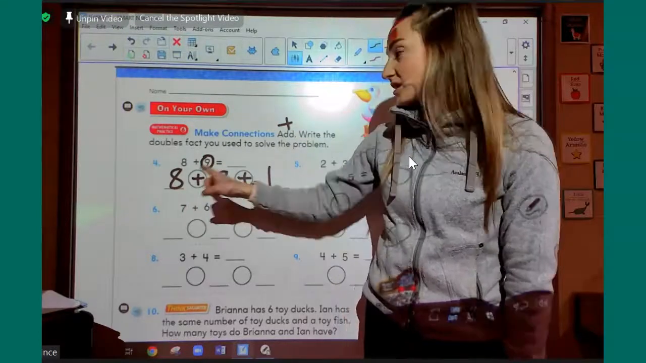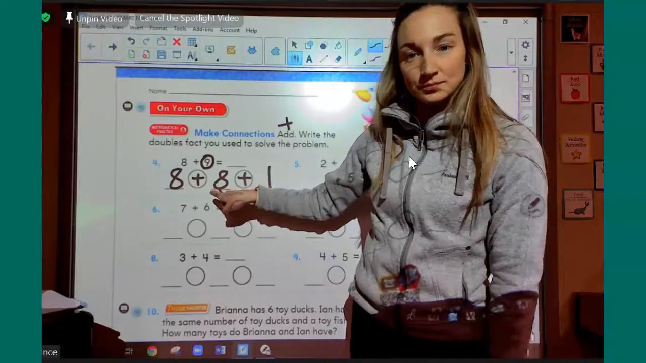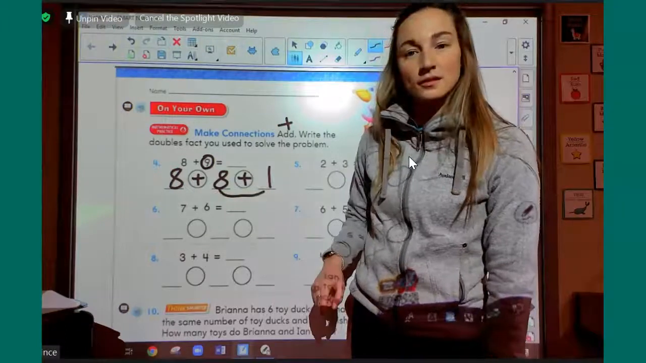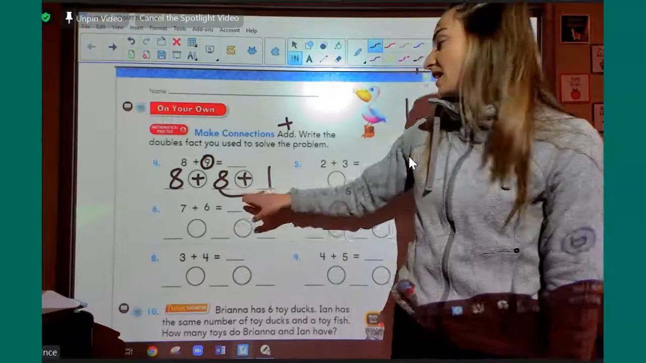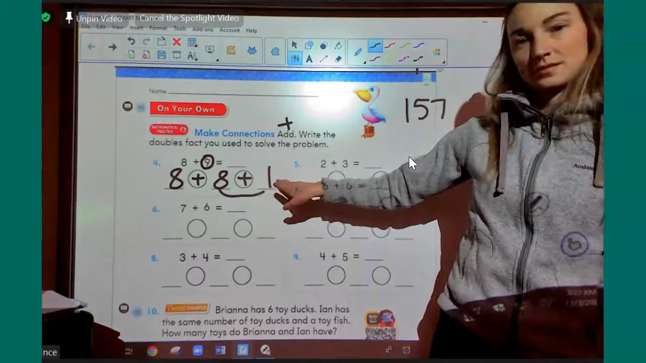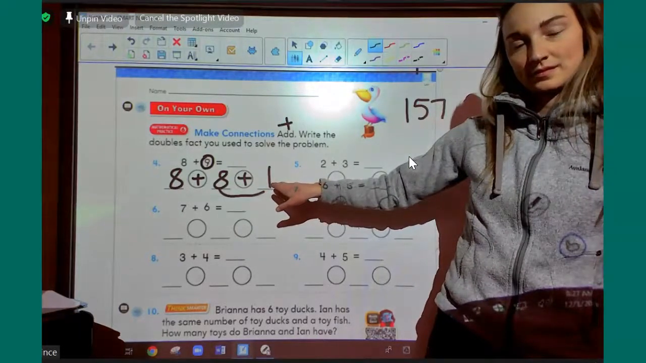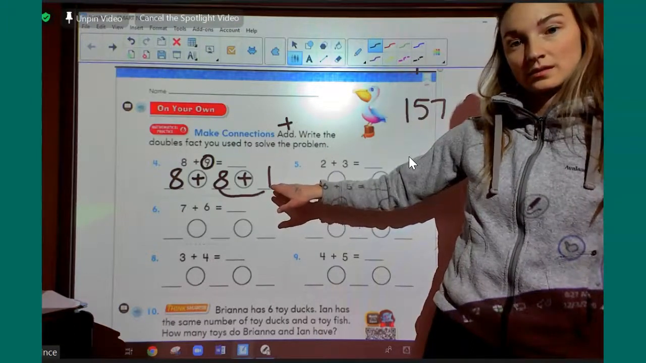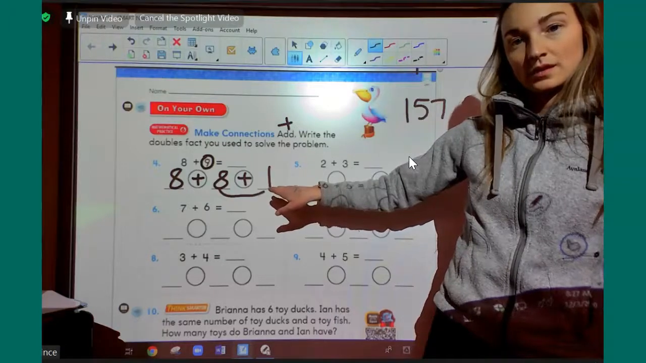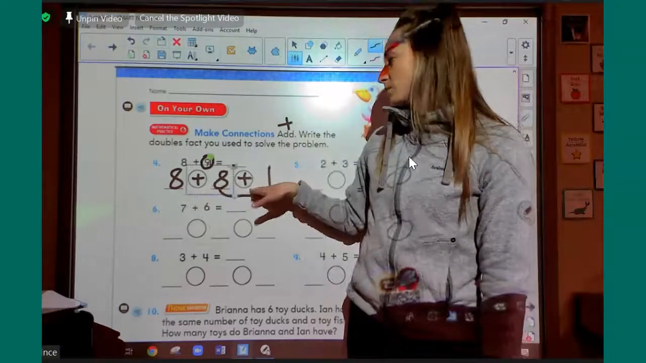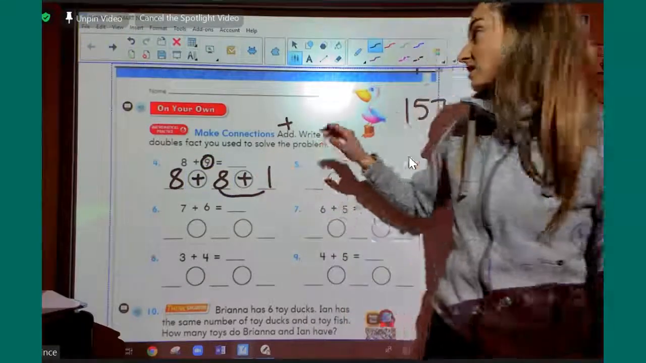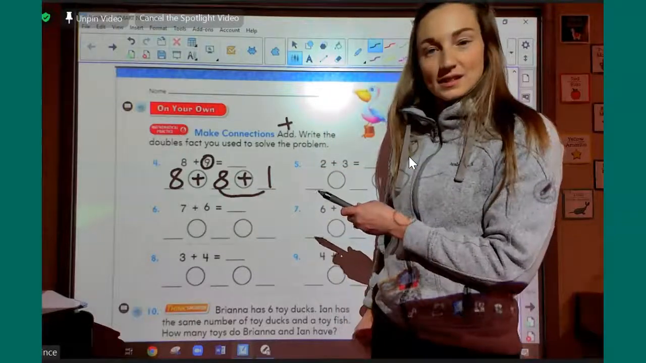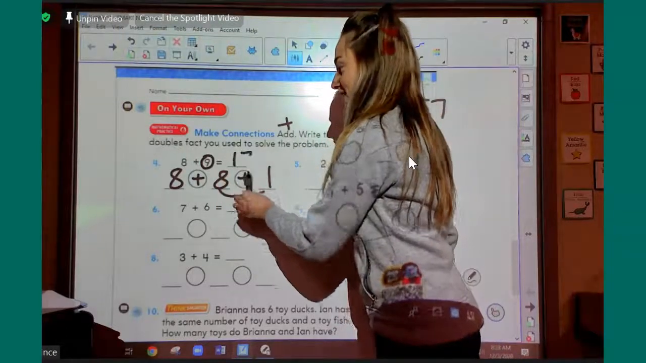So Sophie, I heard you say 8 plus 8 earlier. Do you remember the answer? 16. 16, and now we have one more. Do you know the one more? 9. So we're at 16 plus one more. What's one more than 16? 17. So that means that 8 plus 9 is 17. Good job.